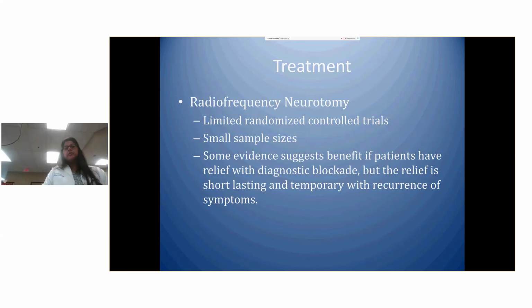Radiofrequency neurotomy or ablation can also be helpful, specifically if the blockade was known to cause positive results. Again, more studies need to be done here. It's a risky procedure, especially higher in the cervical spine, but it can be helpful.